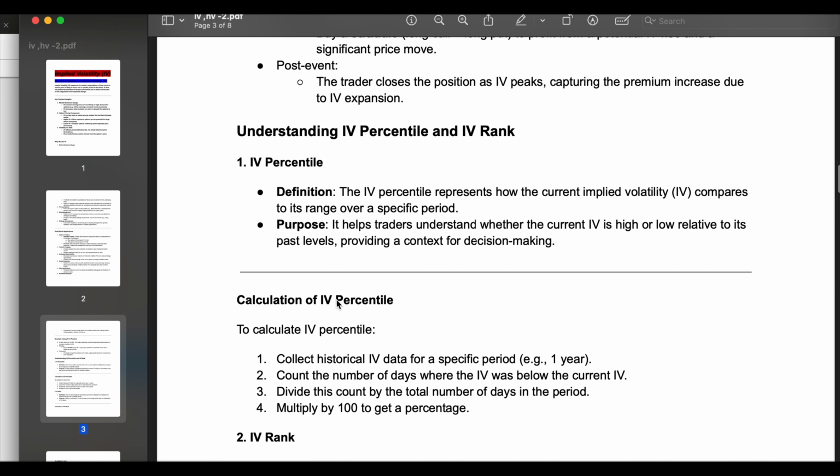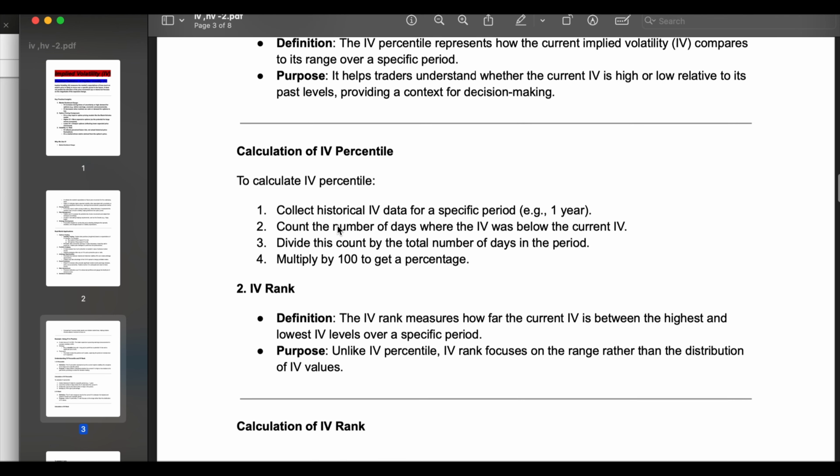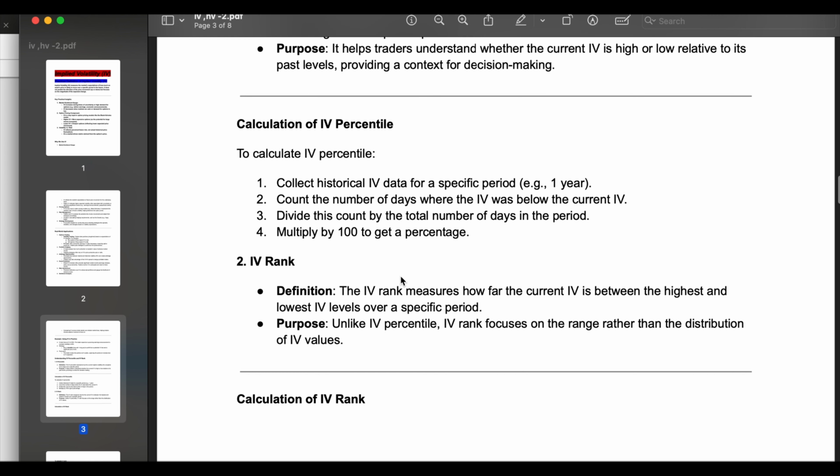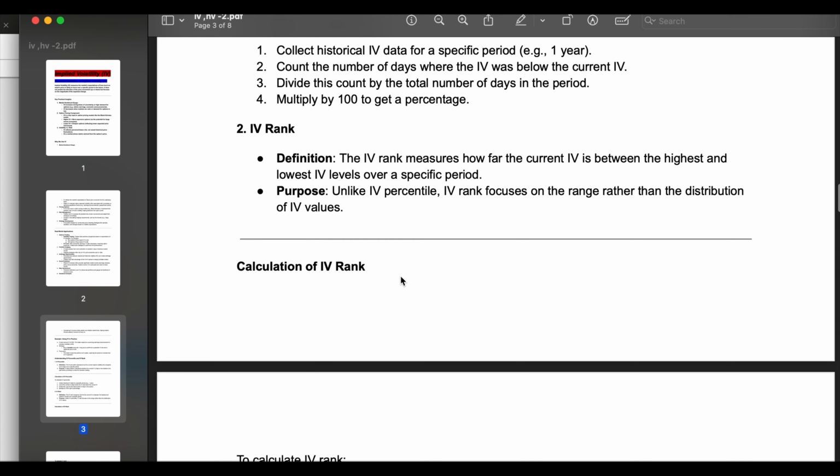So what is the purpose? It helps traders understand whether the current IV is high or low. How do we calculate the IV? To calculate the IV, we take the historical data, the number of days, divide by the number of days in a period and multiply by 100. I will give the formula in the description.